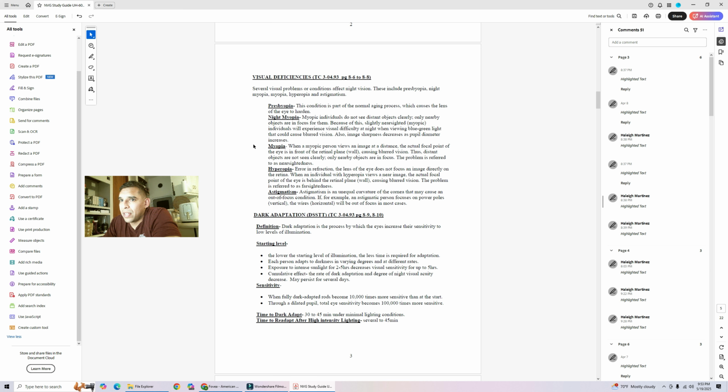I'll give you a chance to answer. Okay, so hyperopia, an error in refraction. The lens of the eye does not focus an image directly on the retina. When an individual with hyperopia views a near image, the actual focal point of the eye is behind the retina wall, causing blurred vision. The problem is referred to as farsightedness.